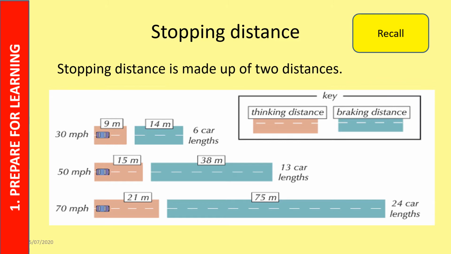The other part of your stopping distance is your braking distance. And if you look at the diagram, you can see that as your speed increases, your braking distance doesn't increase by a small amount each time. It goes up by a large amount each time. Now this is because of the forces and energy transfers involved while you're braking, and it's those that we're going to look at today.